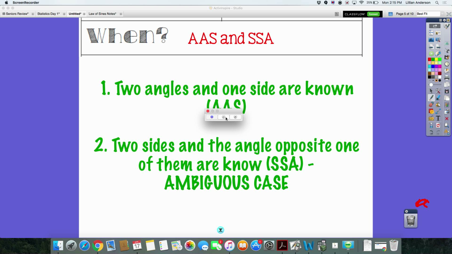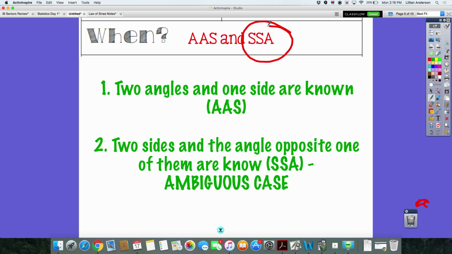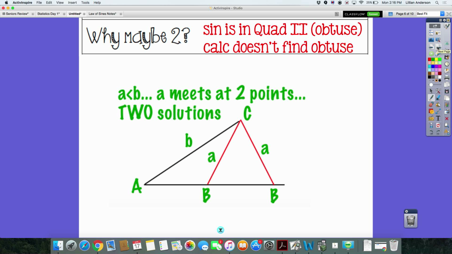Okay, so this particular case, side, side, angle, is known as the ambiguous case. And the reason why is because when you're given side lengths and angle measures, there might be a chance that you would have two triangles, okay? And this happens when the side that's across from the angle you know is less than the other side that's also given to you. This only applies in the side, side, angle case, okay? This basically means that your sine is in quadrant 2, which creates an obtuse triangle, okay?